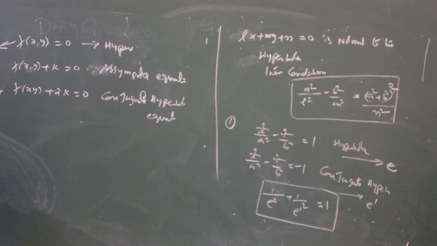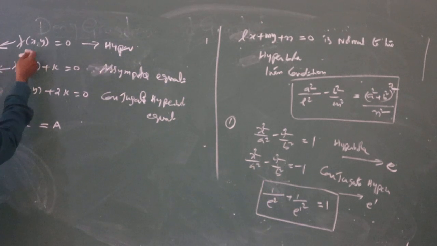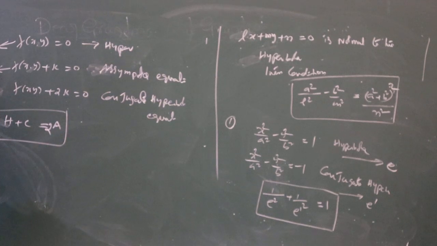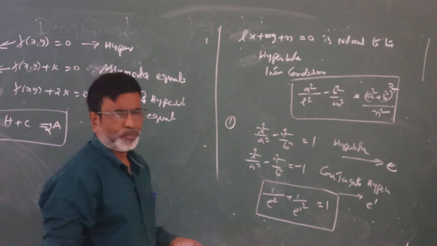So the equation of asymptotes: the hyperbola plus the conjugate hyperbola, if you take this as c, gives the asymptotes equation a. So H plus C equals 2A, that is very important. H is the hyperbola, C is the conjugate hyperbola, A is the asymptotes. H plus C equals 2A.